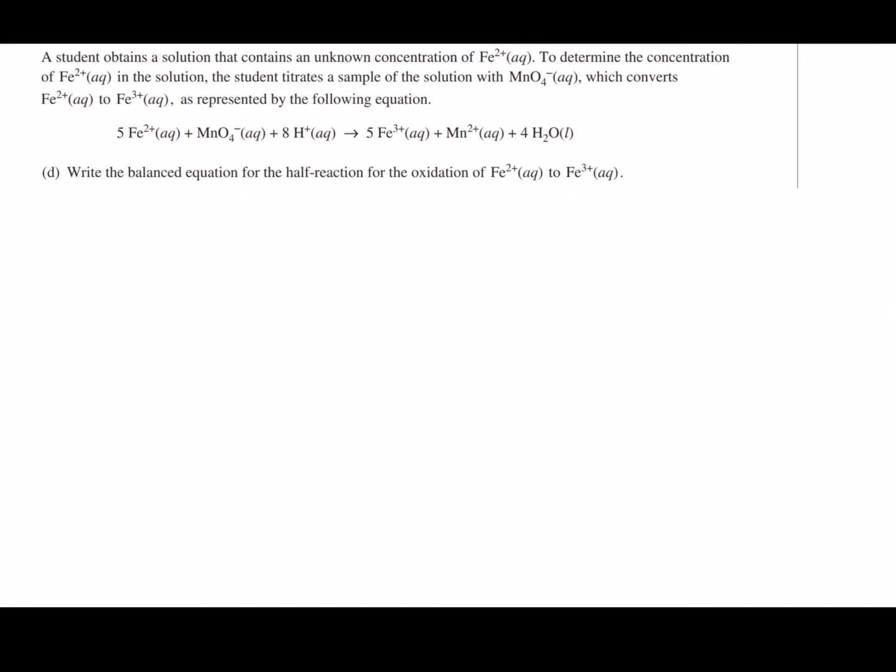For this question, we are writing the balanced equation for the half reaction for the oxidation. So oxidation means that we are losing an electron, which means that the electron should be on the right side of the equation. And you will receive 1 point for the right equation.